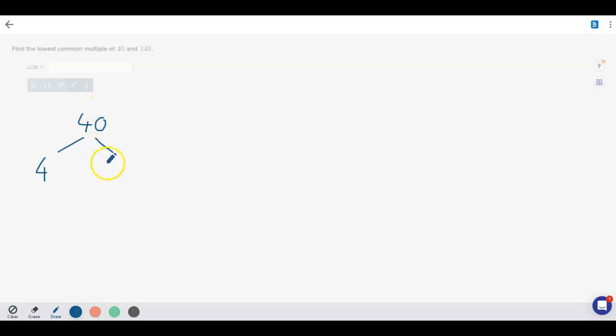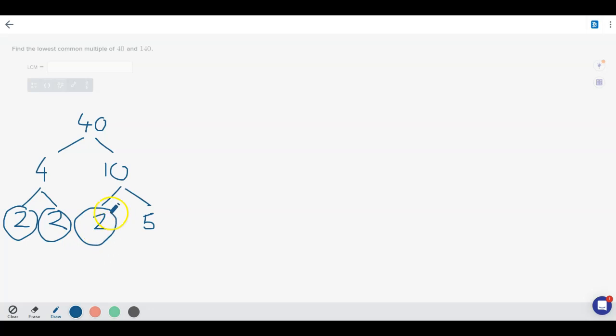So we've got 4 and 10. Now 4 is not a prime number, so let's factorize that further: 2 and 2. Both of those are prime, so we can circle them. 10 is not a prime number, we can go 2 and 5, and of course 2 and 5 are also both prime, so we can circle those. So the prime factorization of 40 is 2 times 2 times 2 times 5. We could technically write that as 2 to the power of 3 multiplied by 5, but I'm going to leave it in this form because the expanded form is easier to work with.